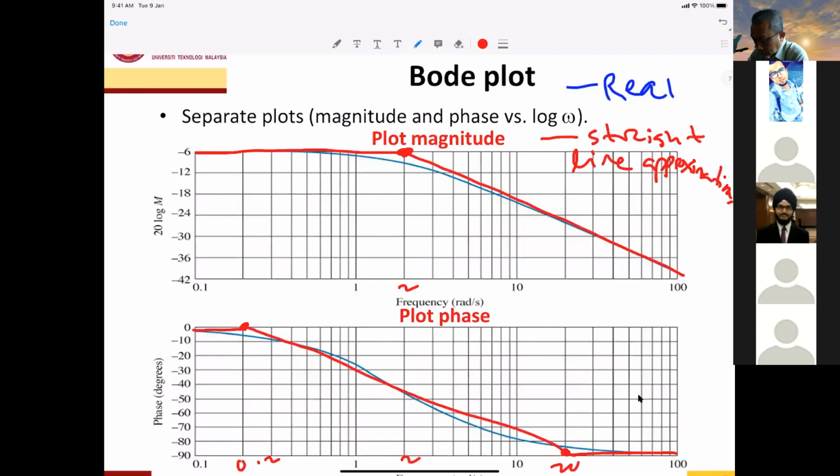So if you're using a computer, using MATLAB, the plotting will be the blue line, which is the real data. But if you are not using a computer, using semi-log paper, it's like a graph, but it's a logarithmic scale, then you have to use the straight line approximations.